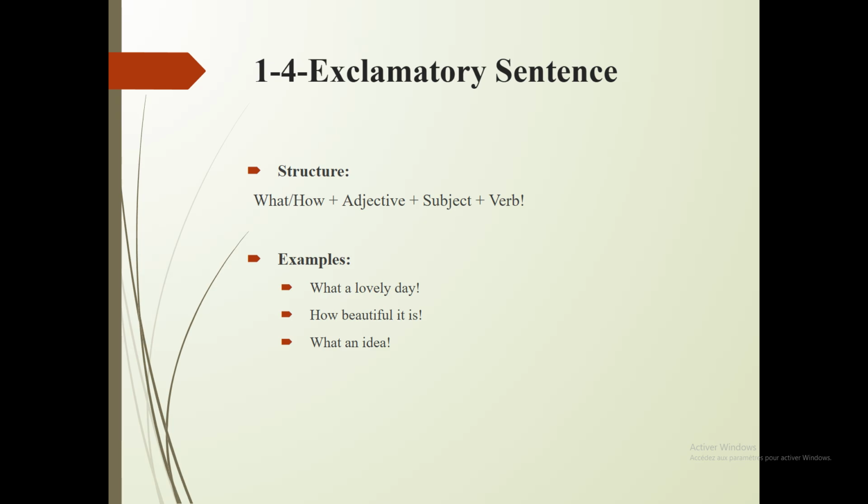The last type, the exclamatory sentence, is used to express astonishment sometimes. Our structure here is what or how plus adjective plus subject plus verb, and of course the exclamation mark. Examples: what a lovely day, how beautiful it is, what an idea.